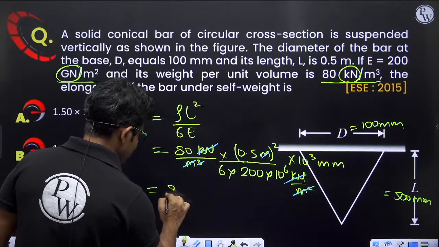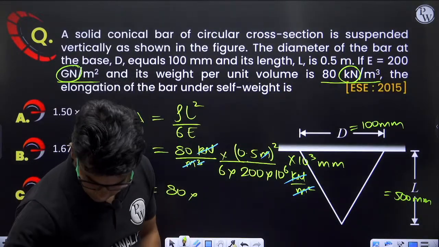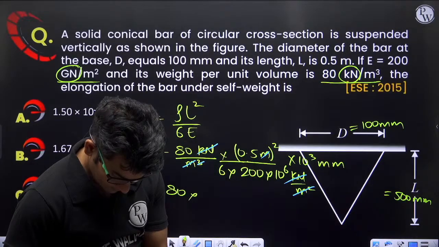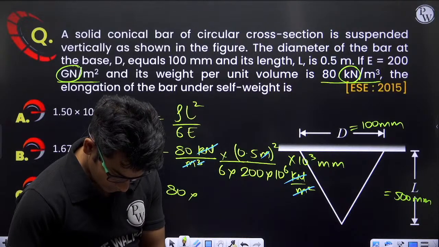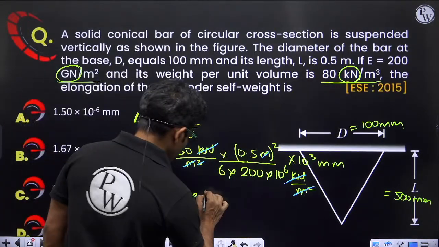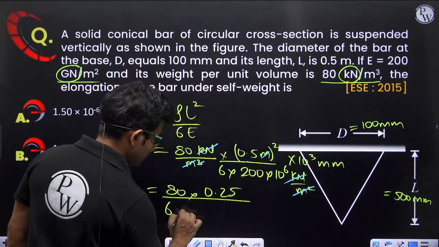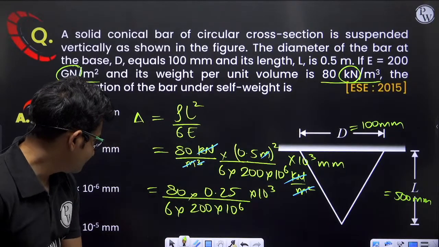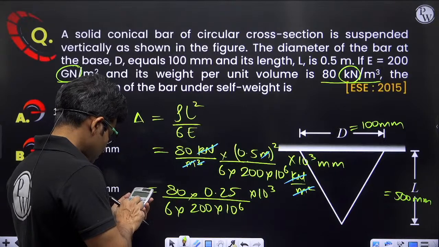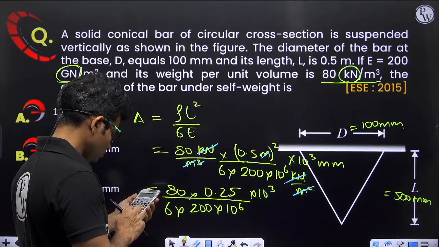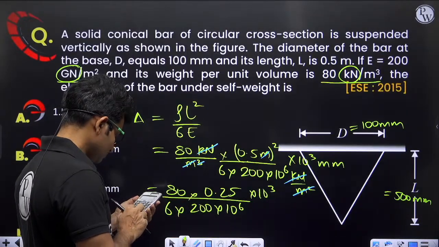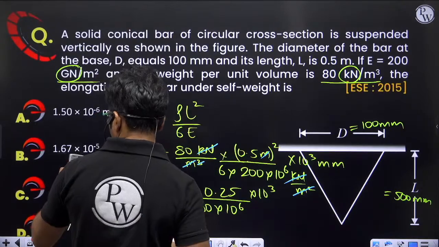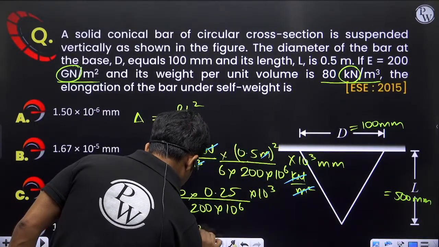Okay, so 80 into 0.25 divided by 6 into 200 into 10 to the power 6 into 10 to the power 3. Let us calculate. 80 into 0.25 into 10 to the power 3 whole upon 6 into 200 into 10 to the power 6 will be 1.67 into 10 to the power minus 5. So we'll be getting 1.67 into 10 to the power minus 5 mm.